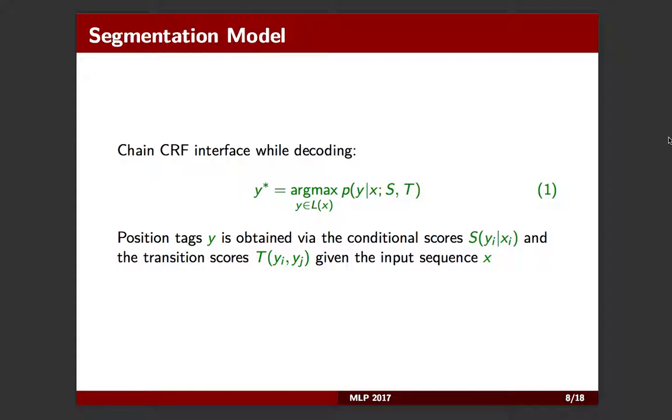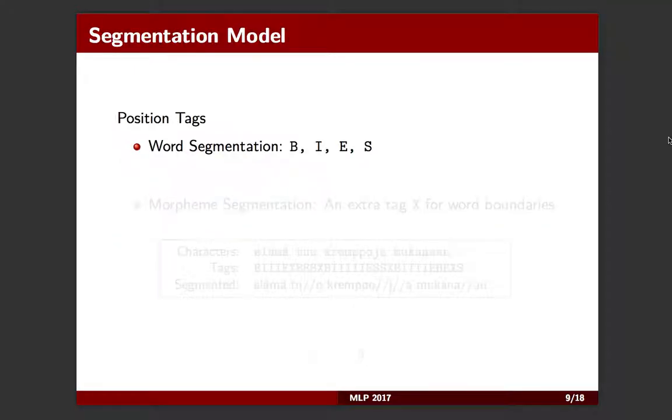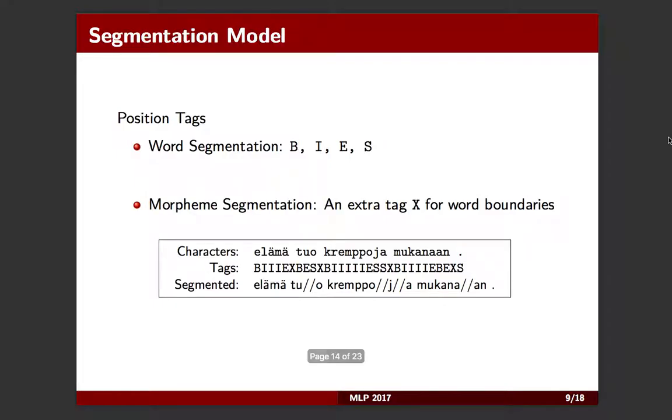So for the CRF interface, while decoding, we can use the Viterbi algorithm to efficiently obtain the position tags Y by the conditional scores S and the transition scores T given the input sequence X. So for word segmentation, we use 4 position tags BIES to indicate a character located at the beginning, the inside, or at the end of a word or as a single character word. For morpheme segmentation, we add an extra tag X for word boundaries.